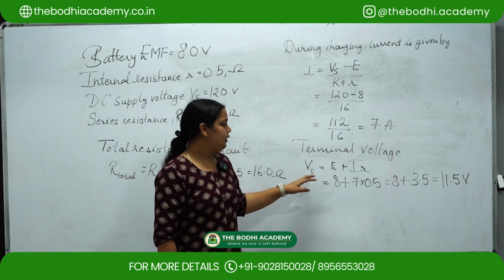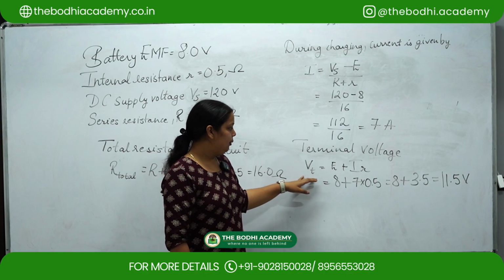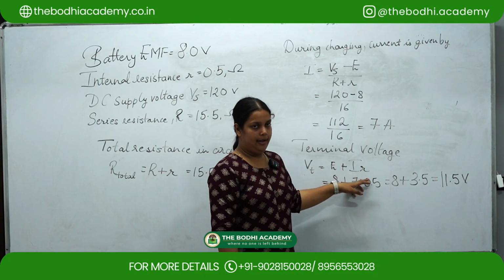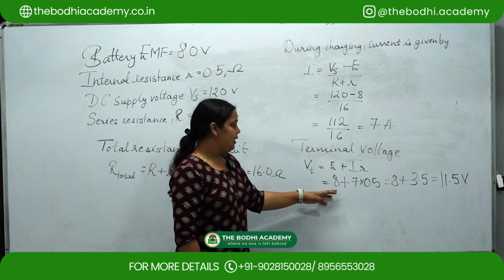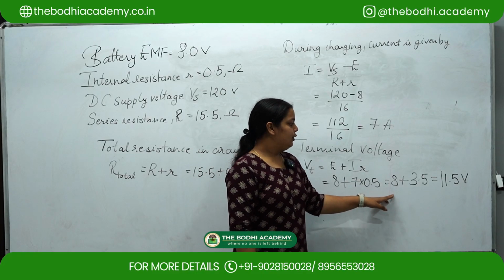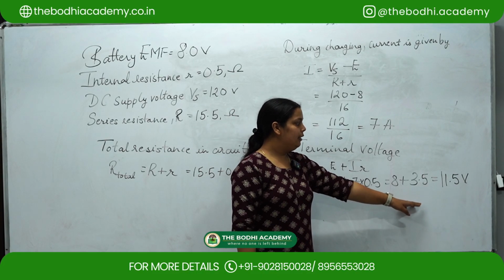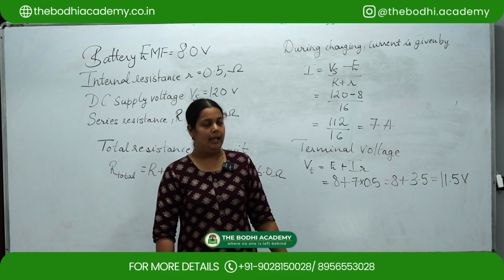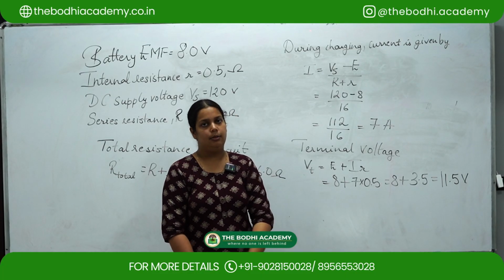So terminal voltage is Vt equal to E plus Ir. By the formula, 8 plus 7 into 0.5, so we get 8 plus 3.5, so 11.5. So the final answer for terminal voltage is 11.5 volts.